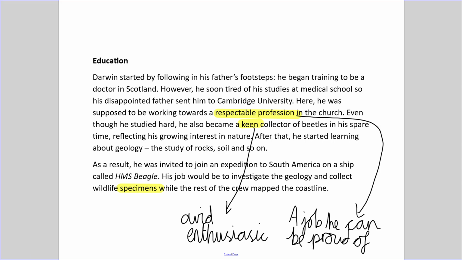So wildlife specimens are wildlife examples. So it might have been collecting beetles, butterflies, little animals that they found, so that they could study them, find out what they were like, what they ate, where they lived, how they were different to the animals which might live in Britain. So there'd be the wildlife examples.